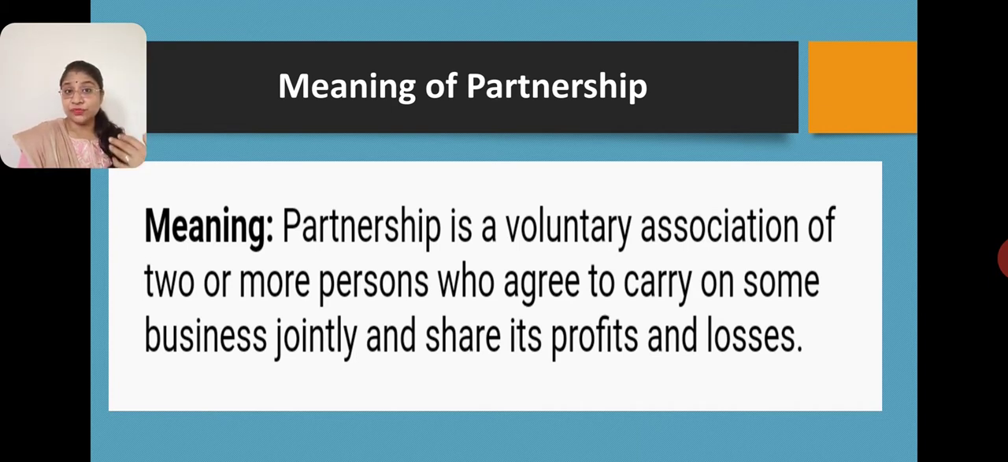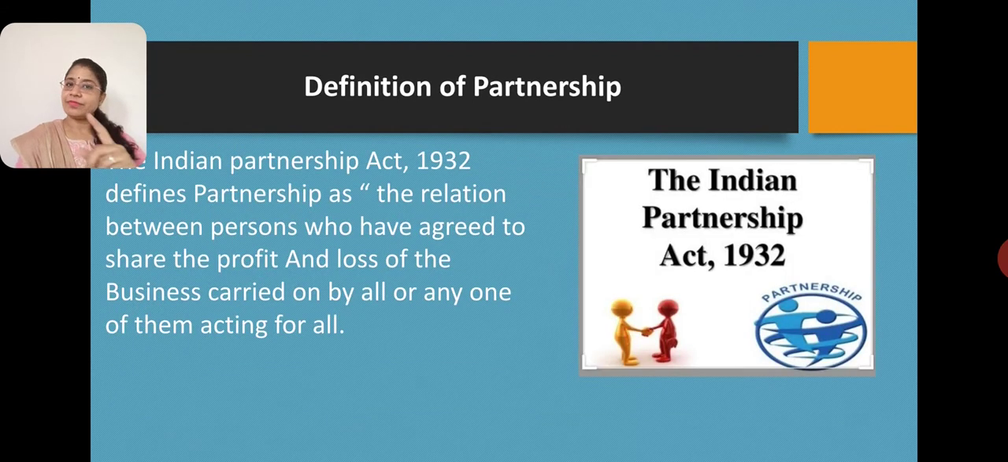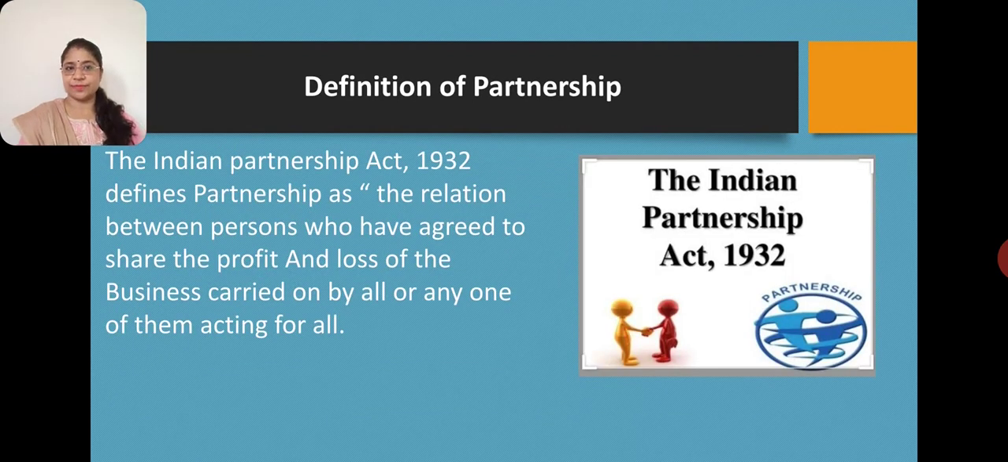By their wish, voluntarily, two or more than two persons who agree to come together and do the business. When they come together, they share profit and loss. So partnership is a voluntary association of two or more than two persons who agree to share profit and loss of the business. Am I clear? What is partnership? Now let us see the definition of partnership.